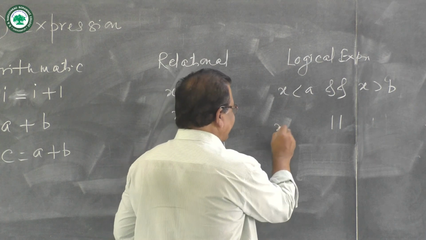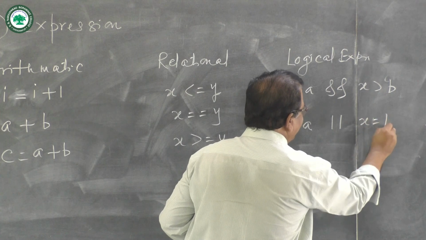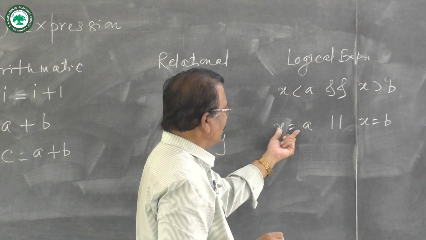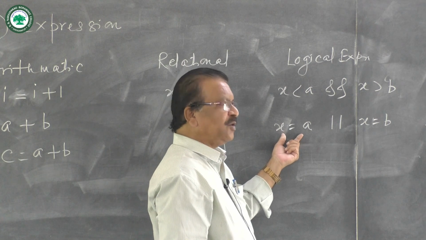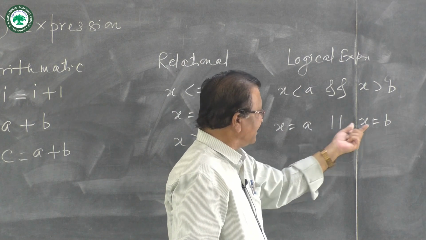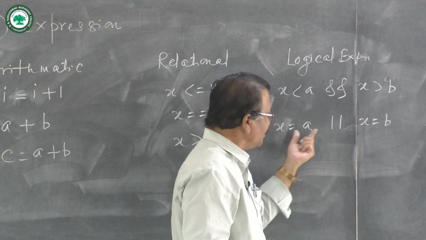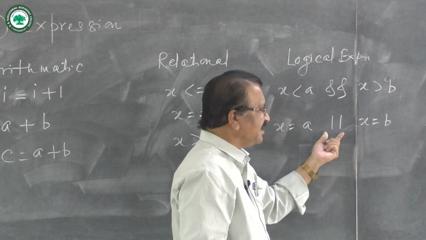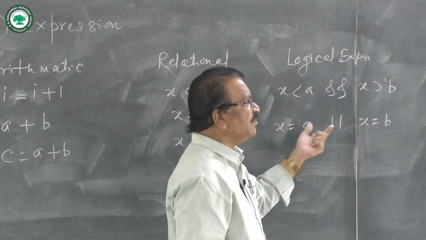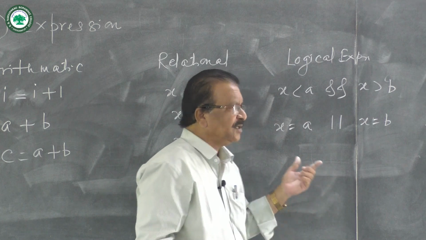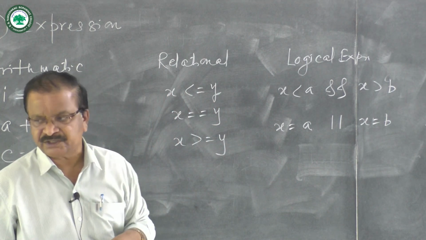Then the OR operation, x equal to A or x equal to B. If x is equal to A, and it is true, then the result would be value 1, ORed with x equal to B. If that is false, then the ORed result of these two expressions will be 1 plus 0, so 1. So that will be the result of those logical expressions.